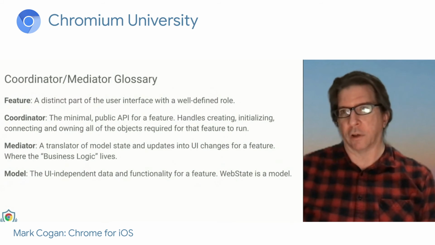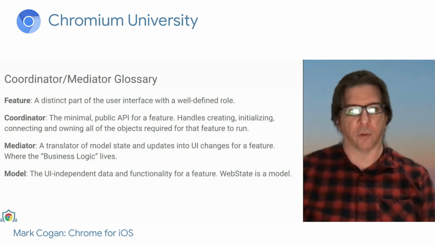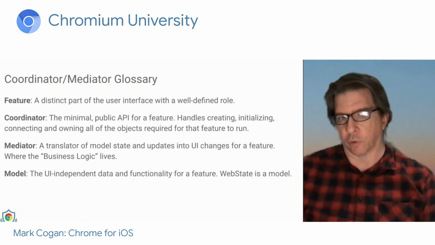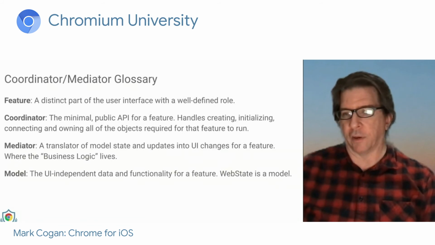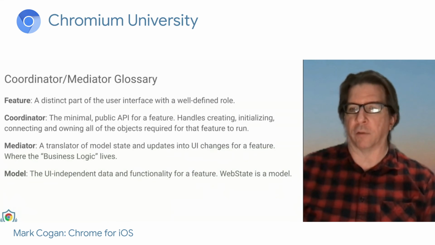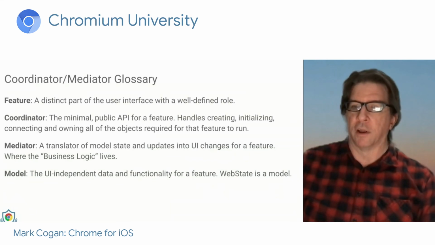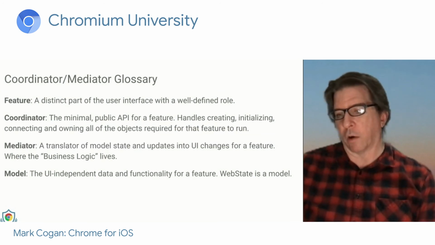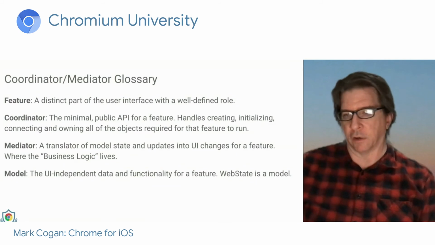Some glossary stuff for these patterns. We think of a feature as a distinct part of the user interface with a well-defined role. Coordinator is a minimal public API for that feature, and then the coordinator is an object that basically sets up the feature, connects all the necessary objects, and starts it going. Mediator is where all the business logic lives. It does all the hard work.